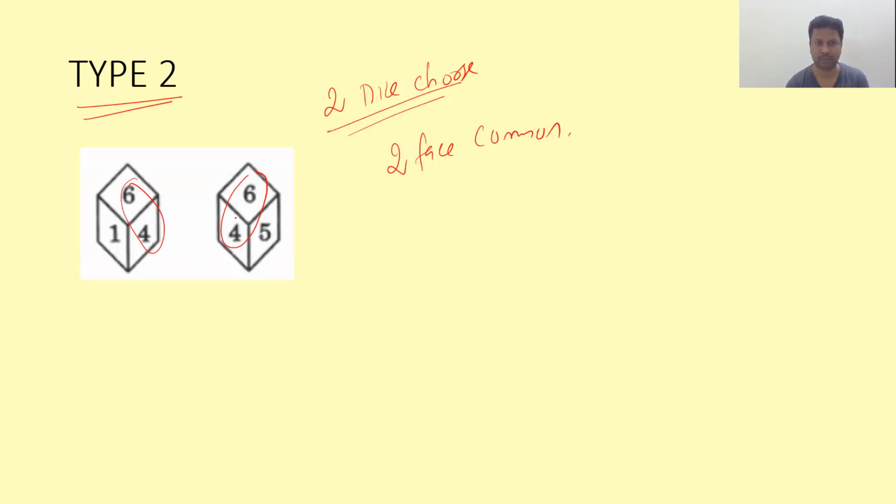If two faces are common in 2 dice, the remaining visible faces are opposite to each other. So I can say remaining visible faces. Here what is visible? 1 is visible. Here what is visible? 5 is visible. So I can say 1 and 5 are opposite to each other. I can say 1 and 5 are opposites.